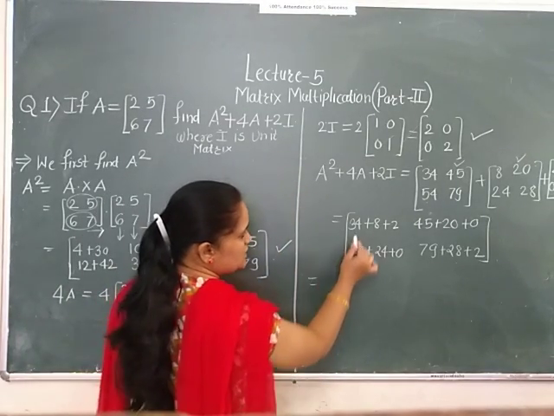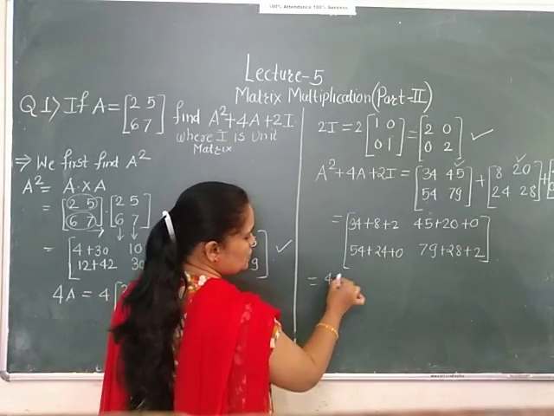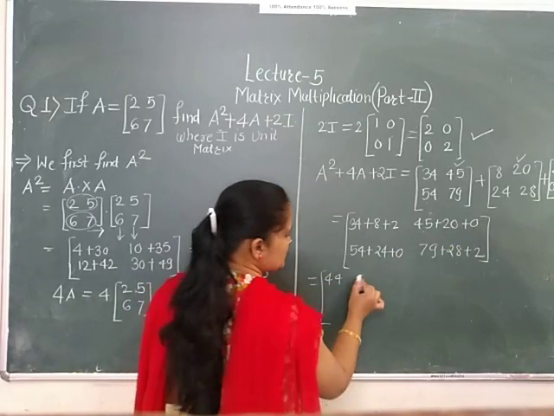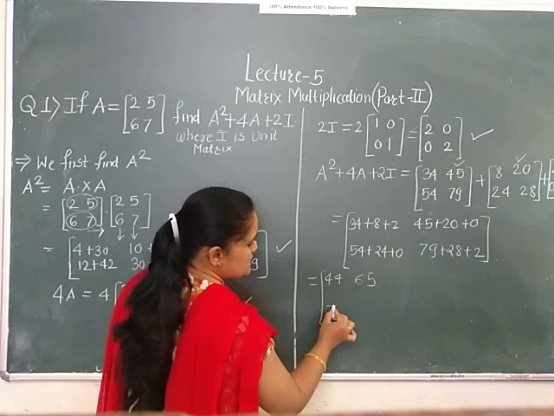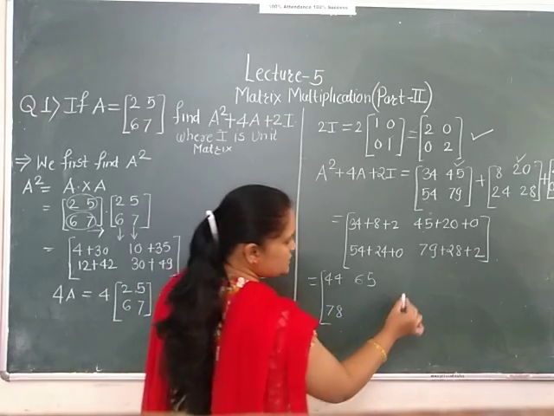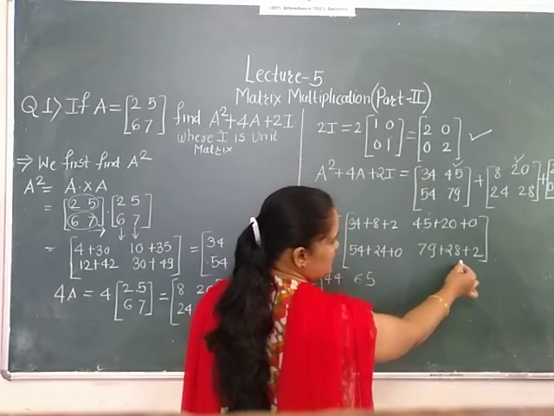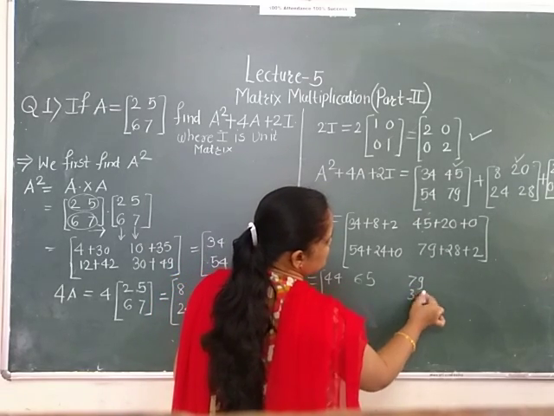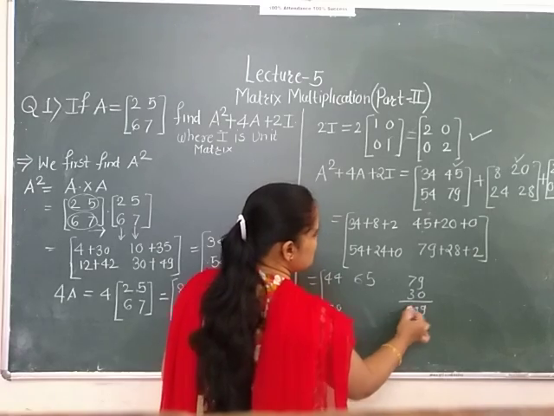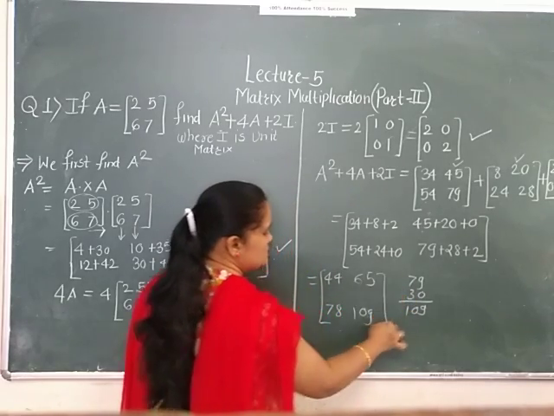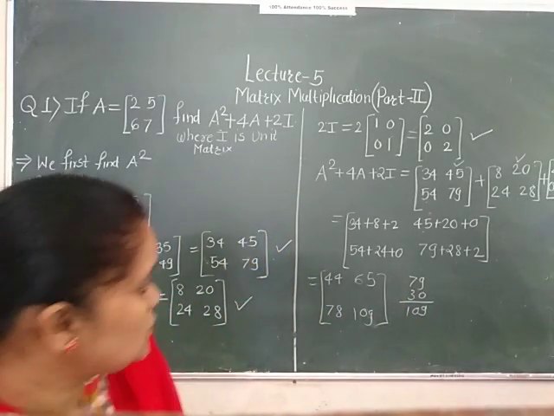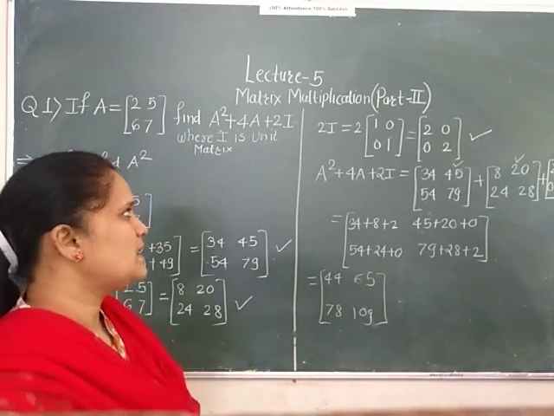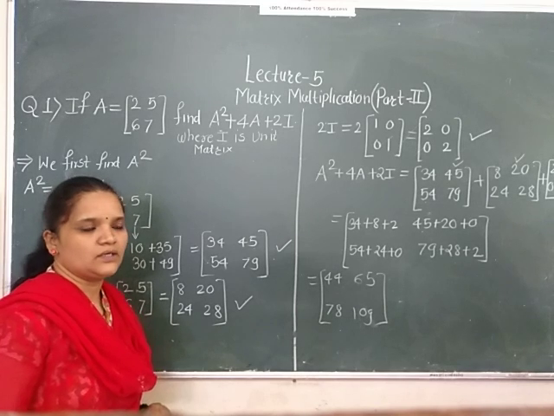Now do this addition. 34 plus 10, it gives you 44. Then 45 plus 20, it gives you 65. Then this is 78 and this is 79 plus 30. It is equals to 79 plus 30 will be equals to 109. So it is 109. It is equals to our answer. So this type of question may be asked for 4 marks. Have a look and write down.